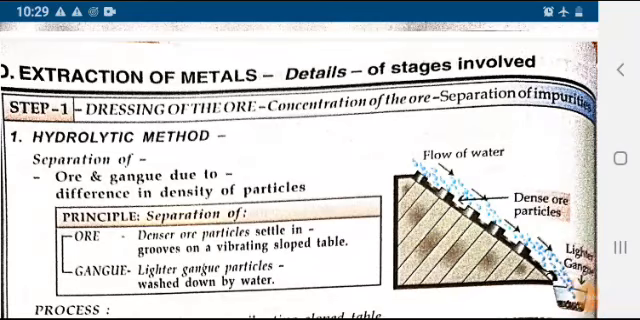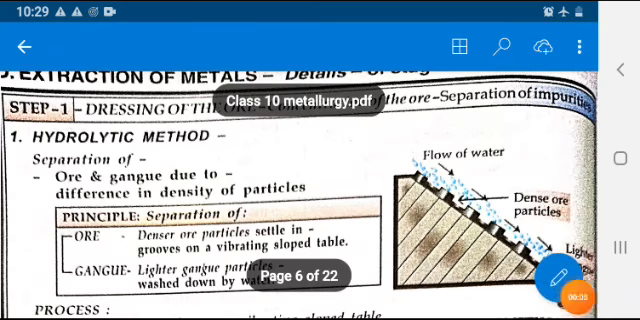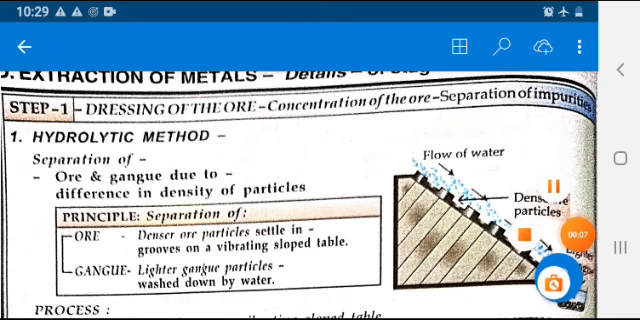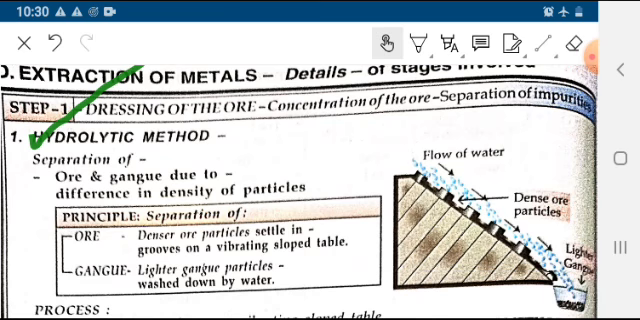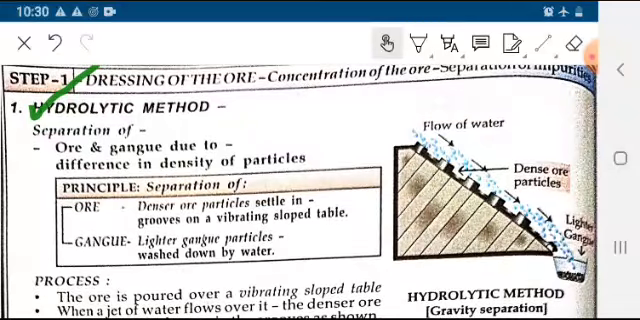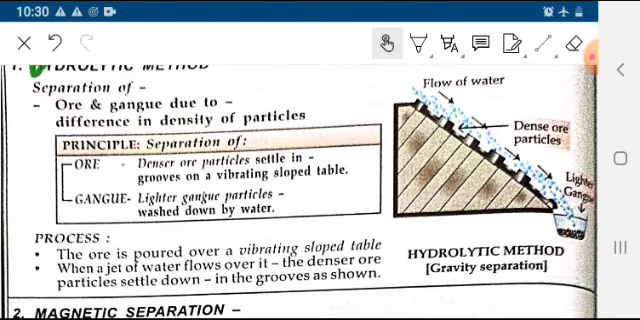The second part of the lecture is the extraction of metals, in detail, with the stages involved. First is the hydrolytic method. What is the hydrolytic method? In this there is a separation of ore and gangue due to the difference in density of particles.